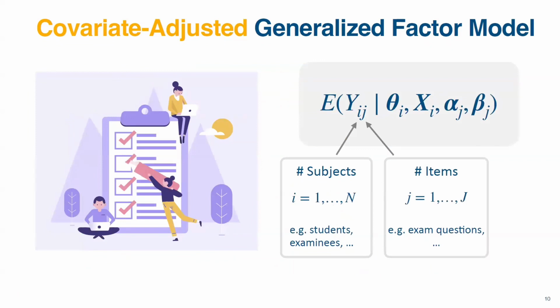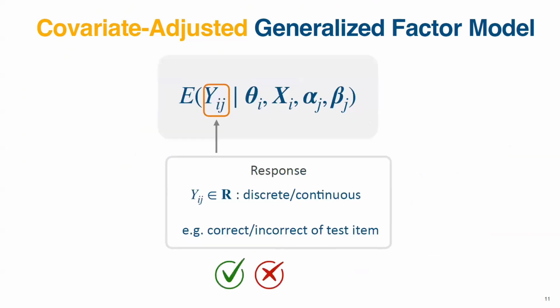Okay. Next, we formally introduce the model. Here is some additional notation. We use i to denote the subjects, such as students or examinees, and we assume we have capital N individuals. We assume there are capital J questions, and we use small j to index those questions. As mentioned, the responses are often discrete, like binary responses, but here we consider the general setting, where we use Y_ij to denote the ith individual's response to the jth question. They could be discrete or continuous.